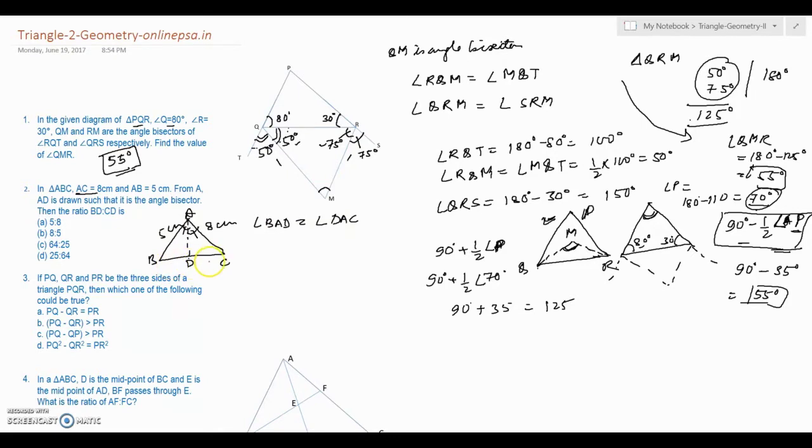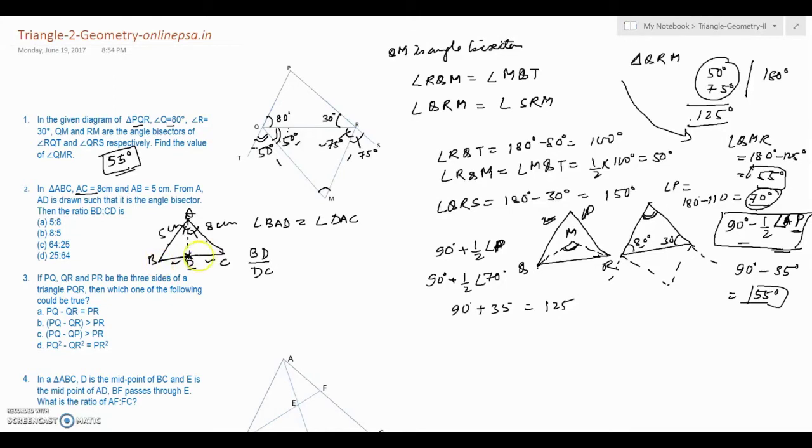What is the ratio of BD to DC? This comes from a theorem which states that when you draw an angle bisector from the vertex and it meets the side at a certain point, it divides the side in the same ratio as the ratio of the sides. It is dividing the side in the ratio BD to DC, because D is the point of intersection, so it is dividing it here.